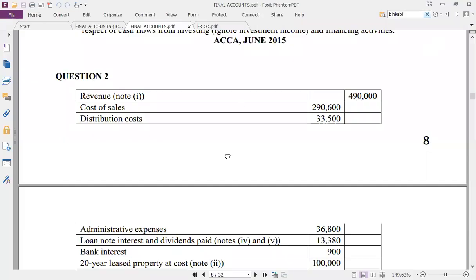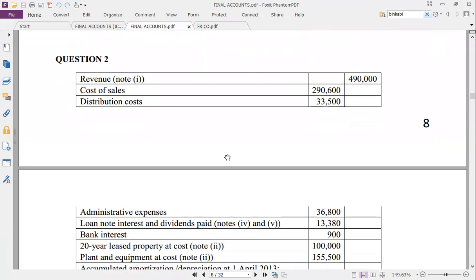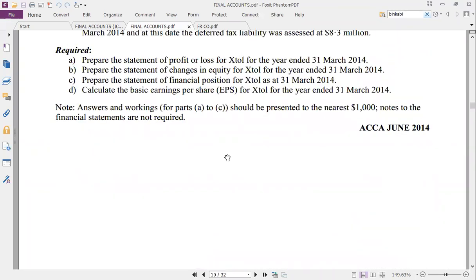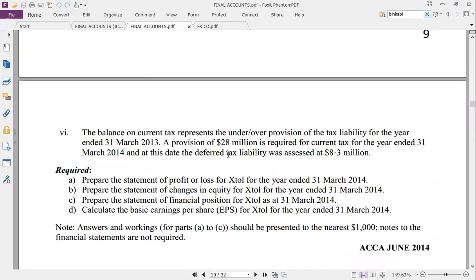Now let's start from question 2. We are interested in the footnotes, how to treat them. I will actually treat the footnotes, that is all. So first, we go to the requirement. Prepare the statement of profit and loss for Extol for the year ended 31st March 2014.